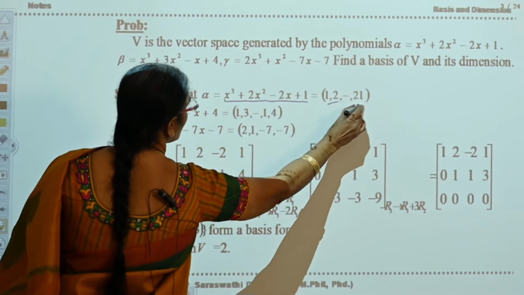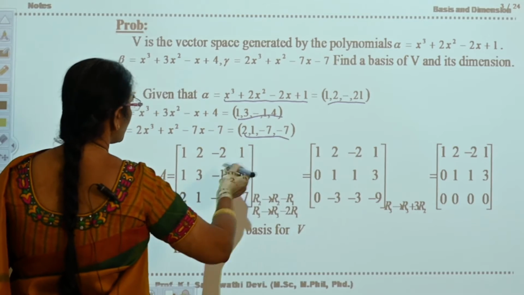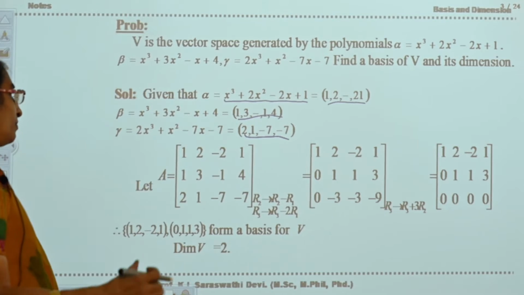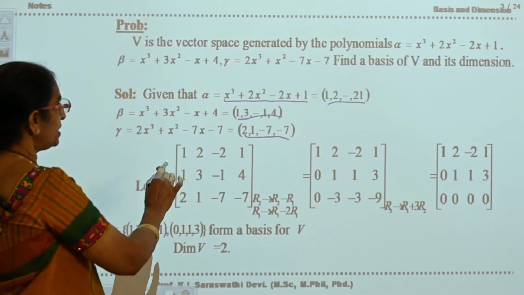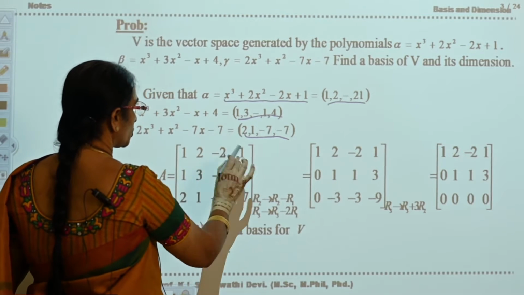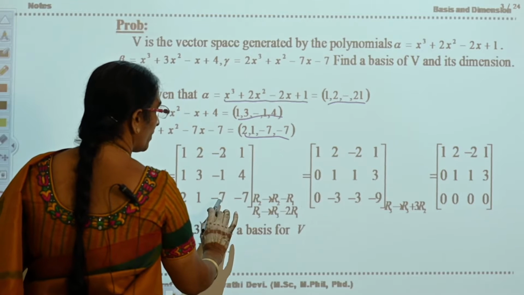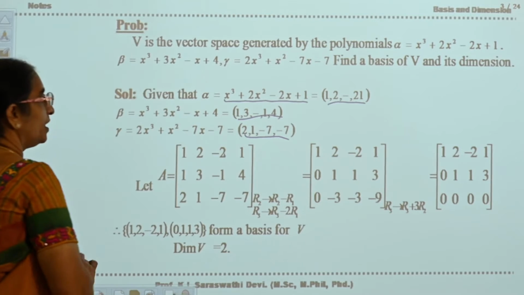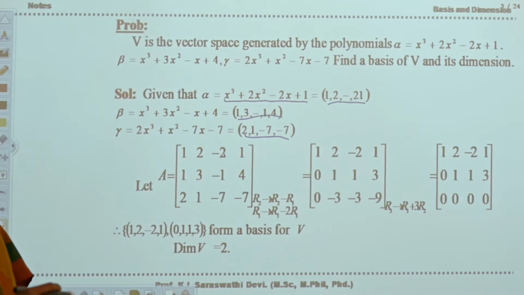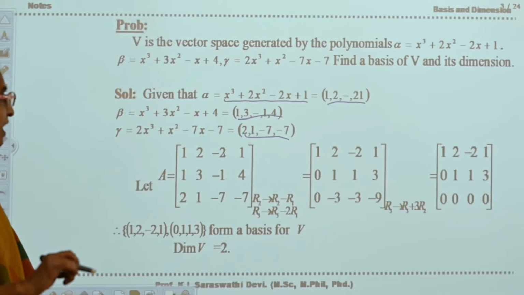Now take these three as the vectors and write them in the form of a matrix. Let A be equal to 1, 2, minus 2, 1; 1, 3, minus 1, 4; 2, 1, minus 7, minus 7. Now take A and try to reduce it to echelon form.